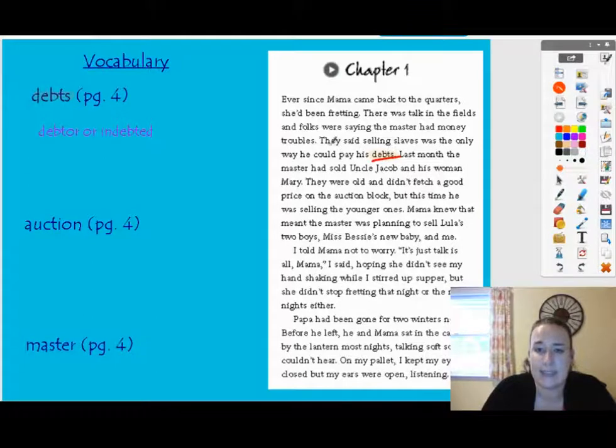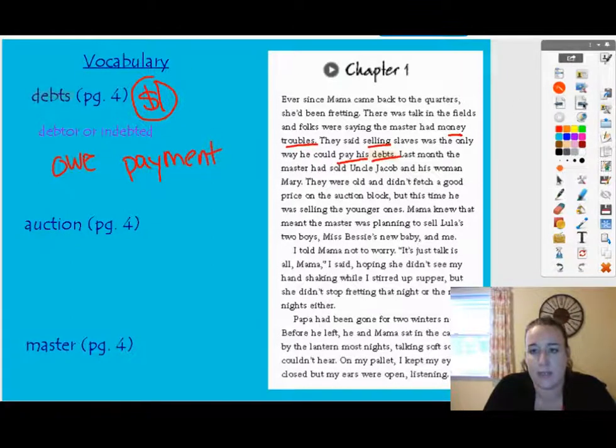So if we're reading this sentence, they said selling slaves was the only way he could pay his debts. I think this phrase, pay his debts, means that it has something to do with money. But we can also go up a little bit farther. There was talk in the fields, and folks were saying the master had money trouble. So that really does hammer home the point that it is about money, and he needs to start selling something. So when you have to sell something because you're having money problems, you probably owe people something, or you need to make a payment on something. So those context clues really help us determine the meanings of the words.